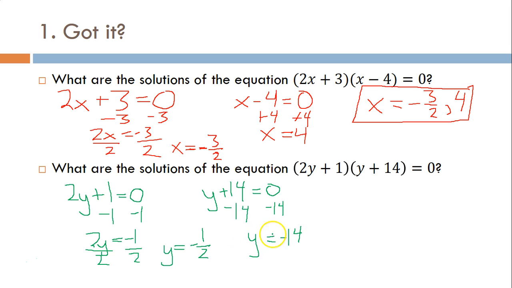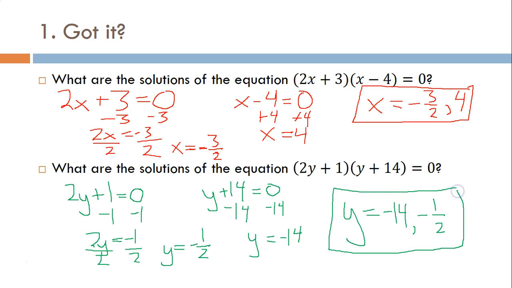This one's not in the correct order, reading from left to right, so when you write your final answer, also remember it's y's, not x's. Why isn't it x? Get it? Why isn't it x? I'm here all day, folks. So I've got y equals -14 first because it's the smaller of the two numbers, and then y equals -1/2. Box your answer and you are done.